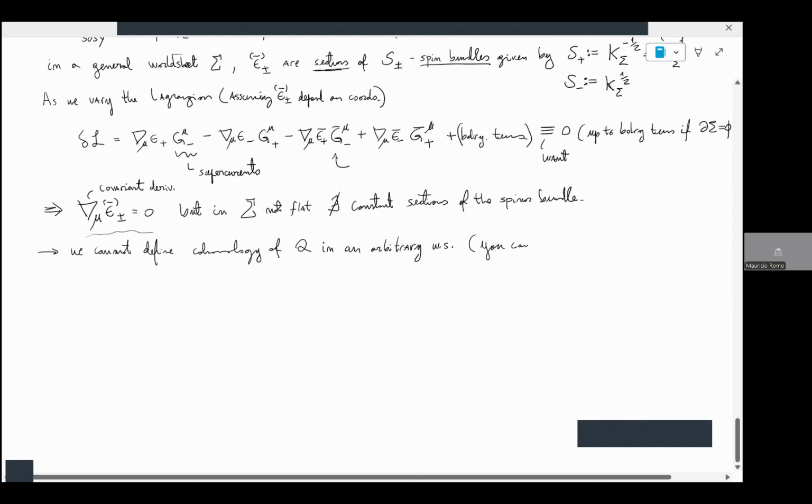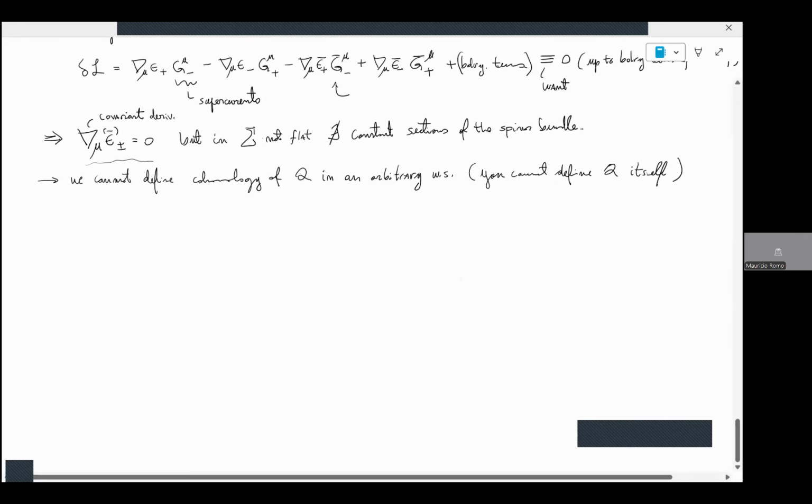So you cannot define Q itself. That's the issue, that you cannot define Q. So there are two ways around that are actually related. The two ways around are related, but they are not equivalent. I will explain this a little bit now.